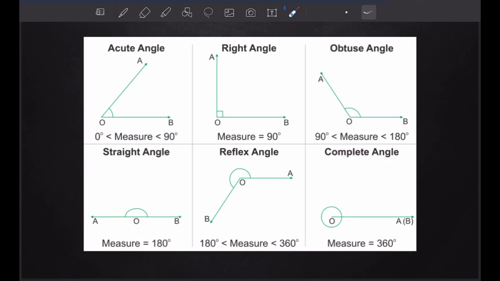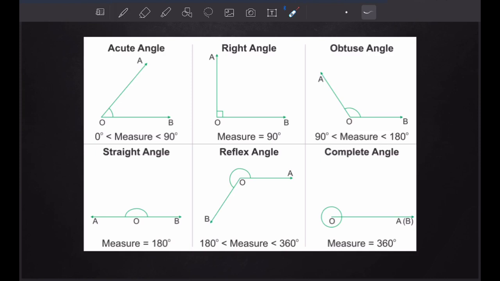Now a reflex angle is like the outer side of the inside angle. It's like the opposite of the inner angle, and that is greater than 180. So it's more than a straight angle but less than 360, because 360 degrees is a complete angle. In other words, it's how many degrees there are in a circle. Okay, if you notice, if I start here and I go around, it goes back to the beginning point. That is 360 degrees.